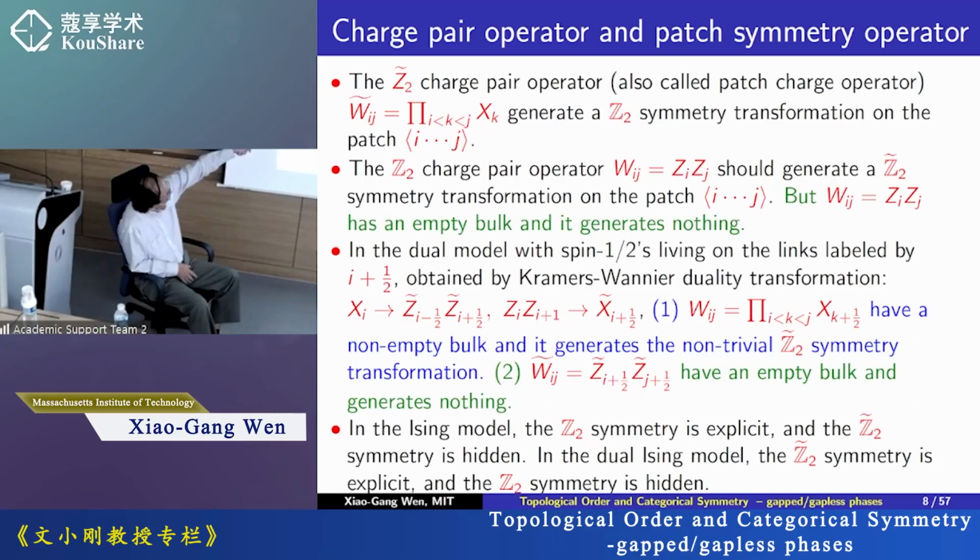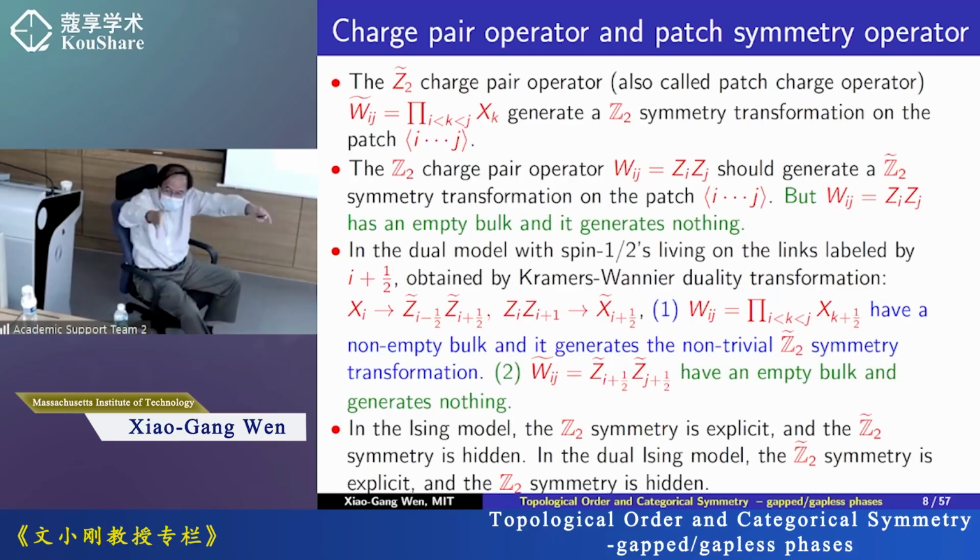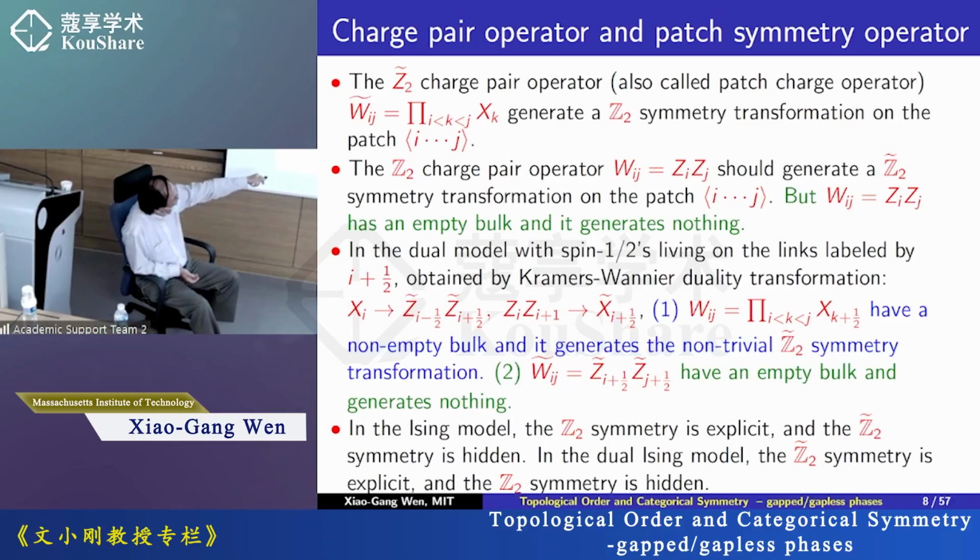From the similarity, we would say that maybe this Z2 charge pair operator Z_i Z_j should generate a Z2 tilde transformation, a dual symmetry transformation, on the patch. But here the box is empty; they don't do anything. Then we can make them do something by doing this Kramers-Wannier duality transformation. When you do this transformation, we have another model. The spin now lives on a link, not on the site. And then we have this mapping: X goes to the dual spin, with a mapping like that.